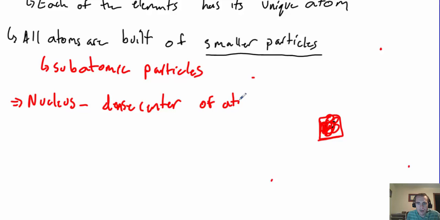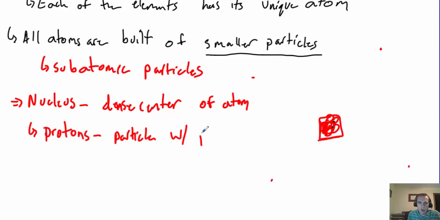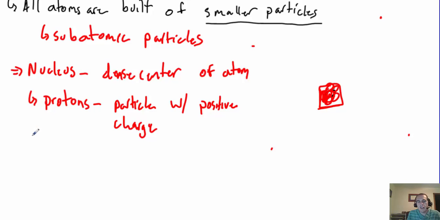And it contains two particles. It contains protons. Now protons are probably the most important particle for an element because they determine what it is. So protons, this is a particle with a positive charge. That's not what makes it so special. Okay, maybe it is. But the reason the protons are so special: every single element has its own unique atom, and by that we mean every single element has its own number of protons. The number of protons determines the element.